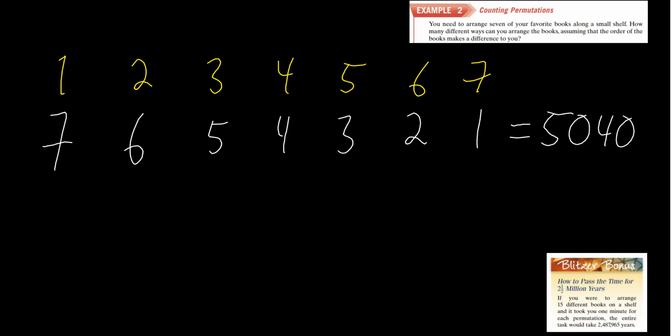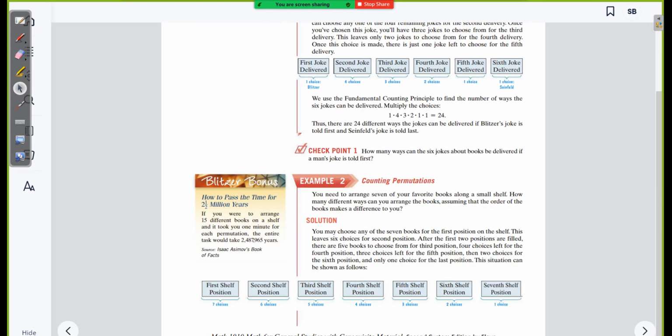Now, what if we slightly doubled it, right, to 15? If we had 15 different books on a shelf and it took you 1 minute for each permutation, so it took you 1 minute to rearrange all 15, it would take you almost 2.5 million years to go through every single permutation, and that's kind of cool, I guess. I mean, what use is that? I don't know, but it's just kind of cool the way numbers are, especially big numbers.